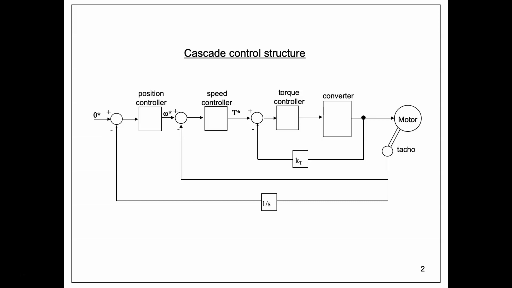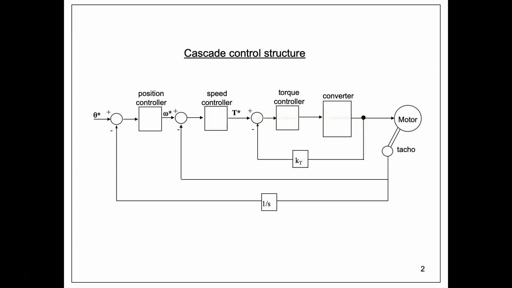Therefore, we can easily clamp the references for each loop to its maximum allowable values. For example, if we want to limit the armature current to a certain value, then we can do that by clamping the torque reference. Similarly, the speed can be clamped to its maximum allowable speed.